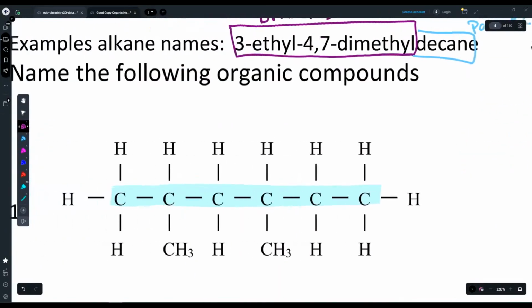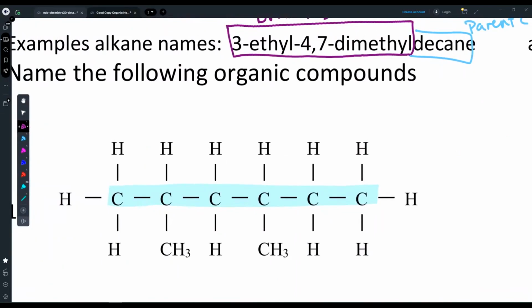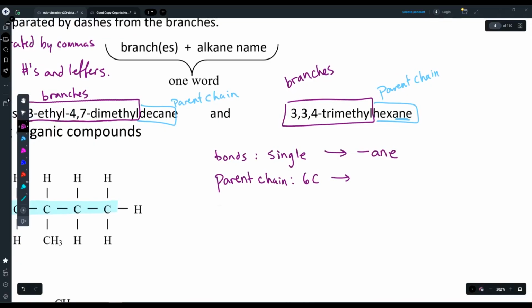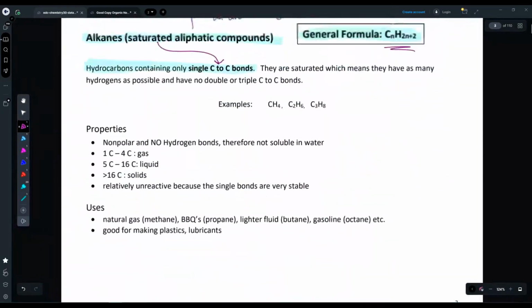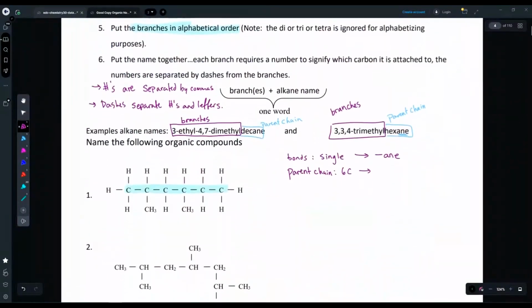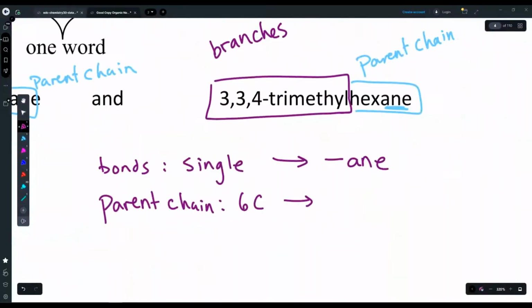Now, our parent chain, as we counted up, had 6 carbons here. So let's write that out, 6 carbons. Okay, so that tells us what stem name that we should be using. Okay, so if I go back and we find, okay, 6 carbons, that means our stem name is going to be hex, to mean that this parent chain has 6 carbons in it.